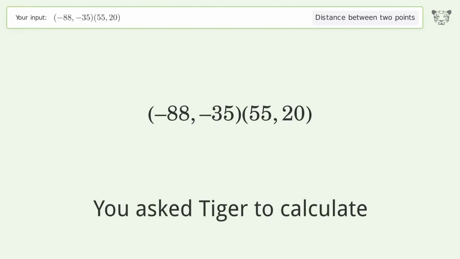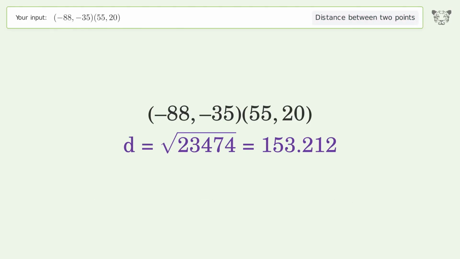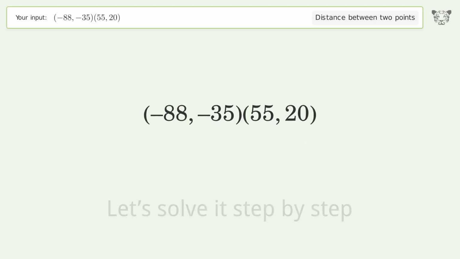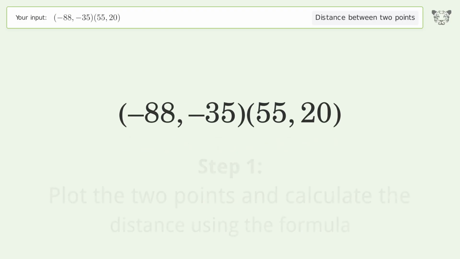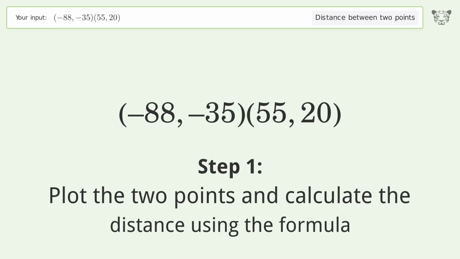You ask Tiger to calculate. This deals with the distance between 2 points. The distance between the 2 points is the square root of 23,474, or 153.212. Let's solve it step by step. Plot the 2 points and calculate the distance using the formula.